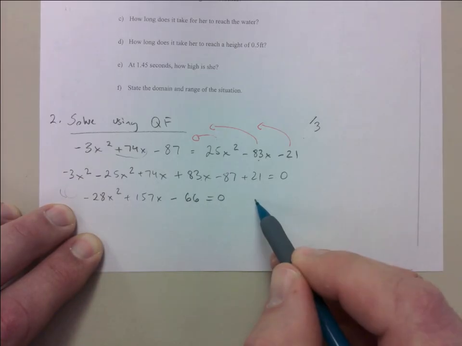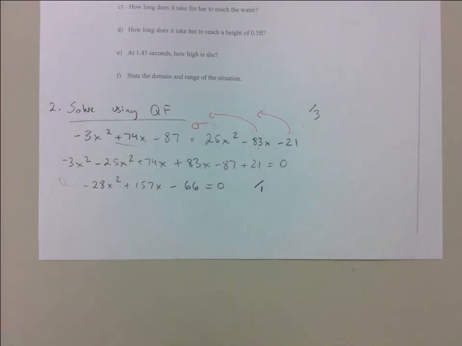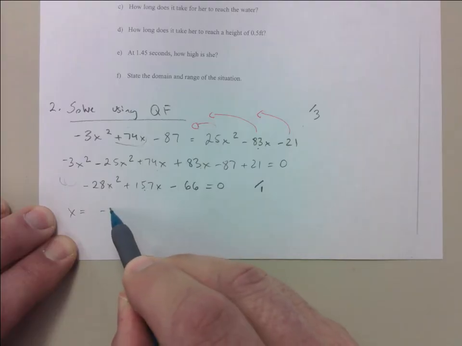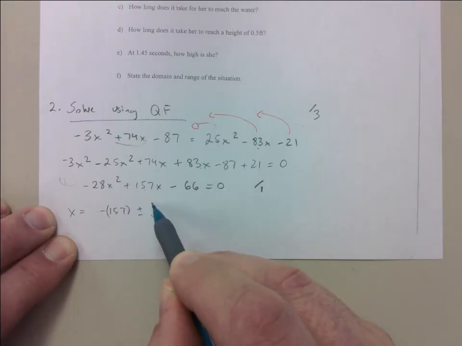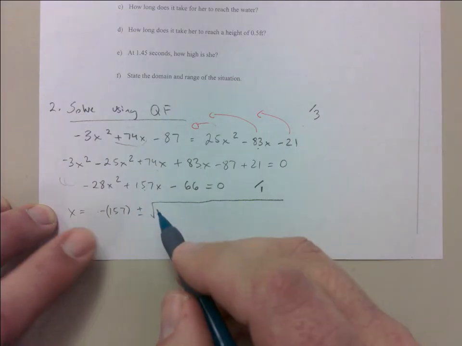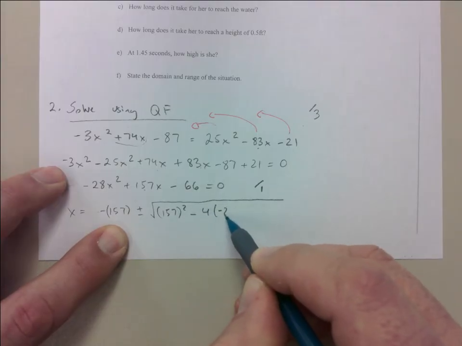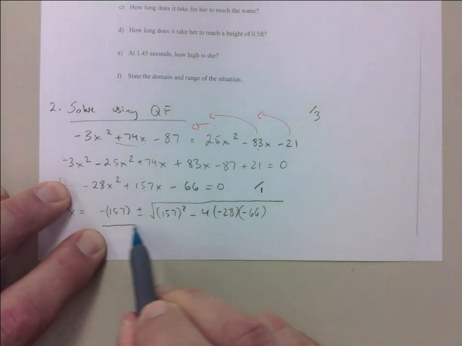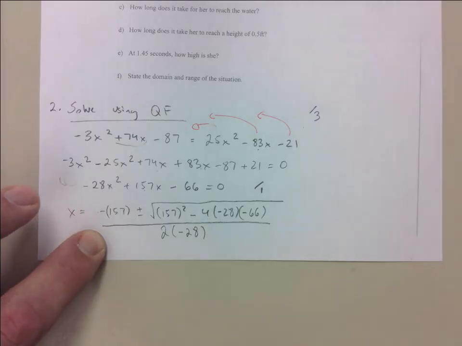If you have this correct, you get 1 mark already. Okay? Rewriting correctly is a mark. And then now substituting and solving is going to give you another mark. Okay, for each step. So x is equal to, this is b, so it's negative whatever b is, plus or minus, square root. Make sure it's a long square root, right? B squared minus 4 times A times C. Okay? All of that divided by 2 times A, which A is negative 28.